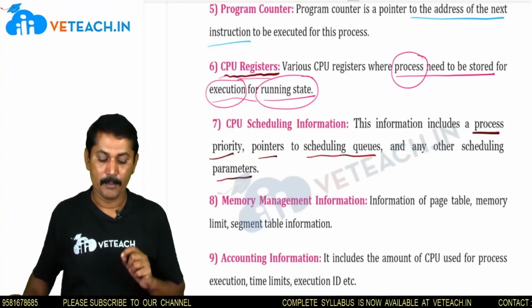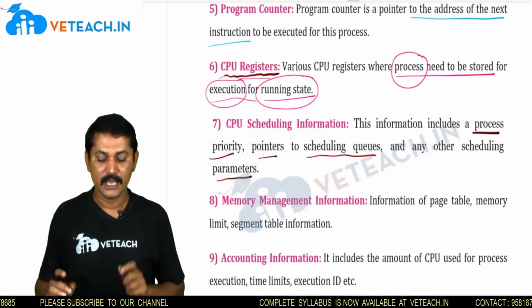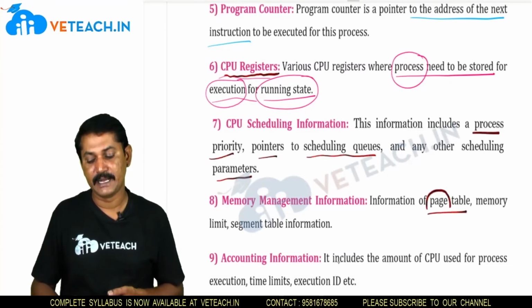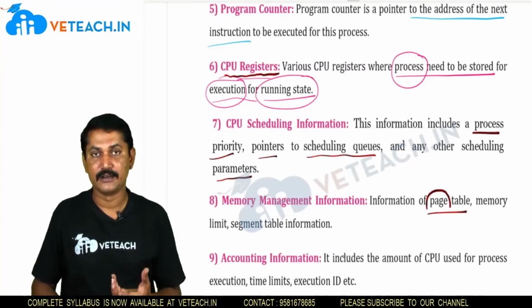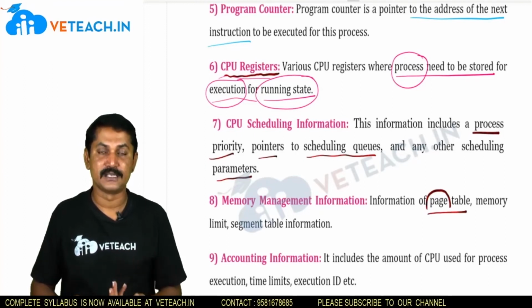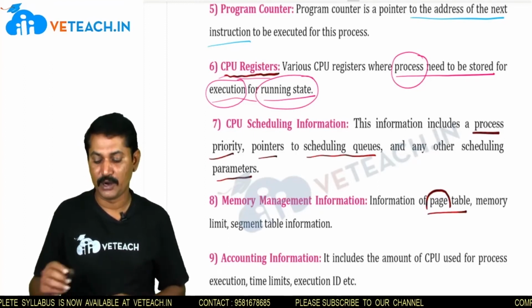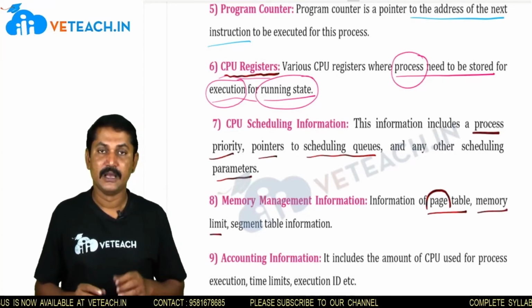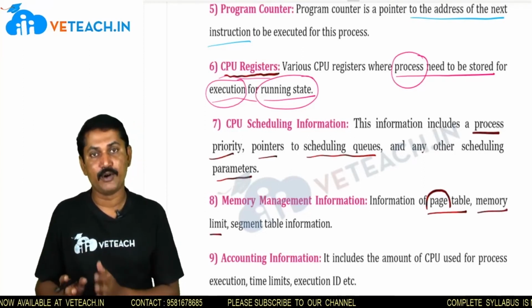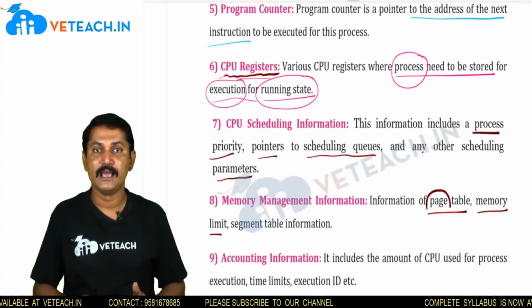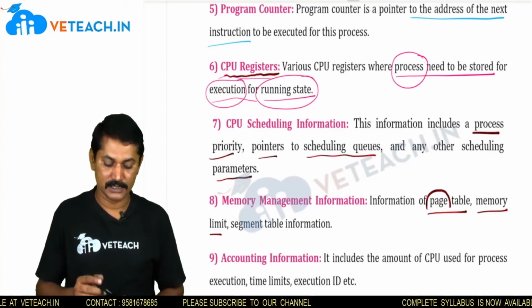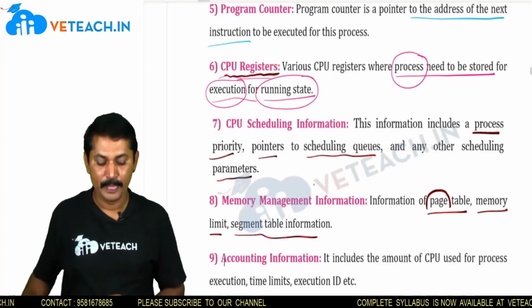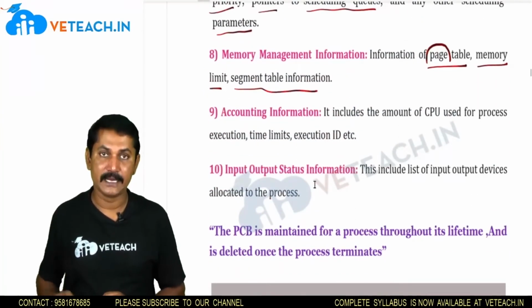Next one is memory management information, information of page table. Here the page table maintains the memory allocation of different processes. Those are maintained in the table called page table. And memory limit, that means what amount of memory needs to be allocated for a particular process, and segment table information. So, these are maintained in the memory management information in the PCB.